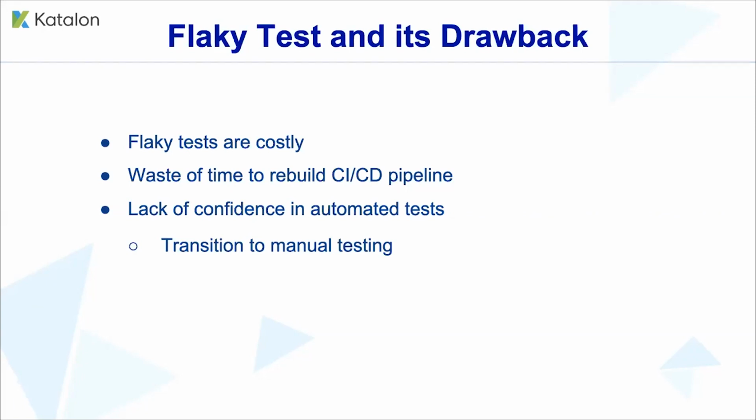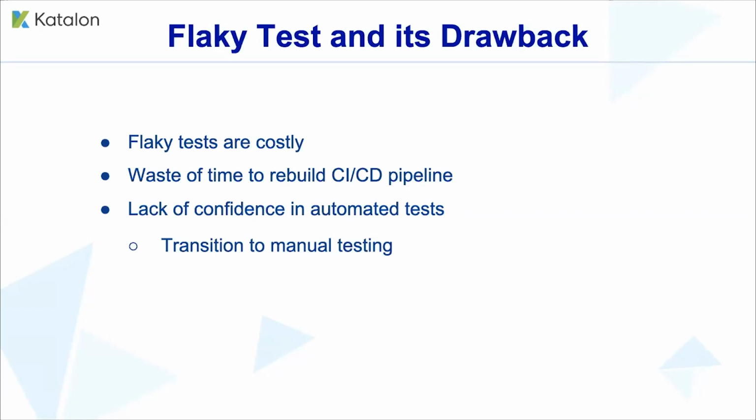But in a scenario when automated tests are flaky, what you end up with is that a failed CI/CD pipeline can mean many things. It can mean that the tests are flaky. It can also mean the application has some defects. You have to spend time and effort to investigate which is the actual case.